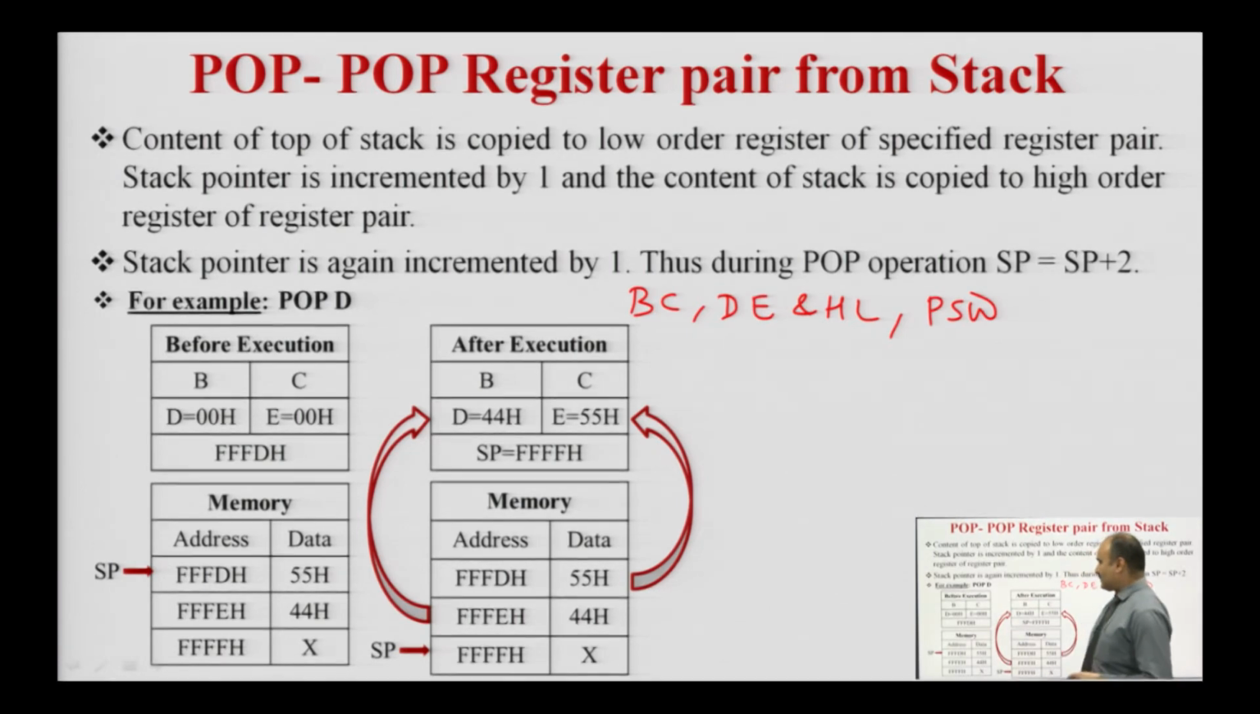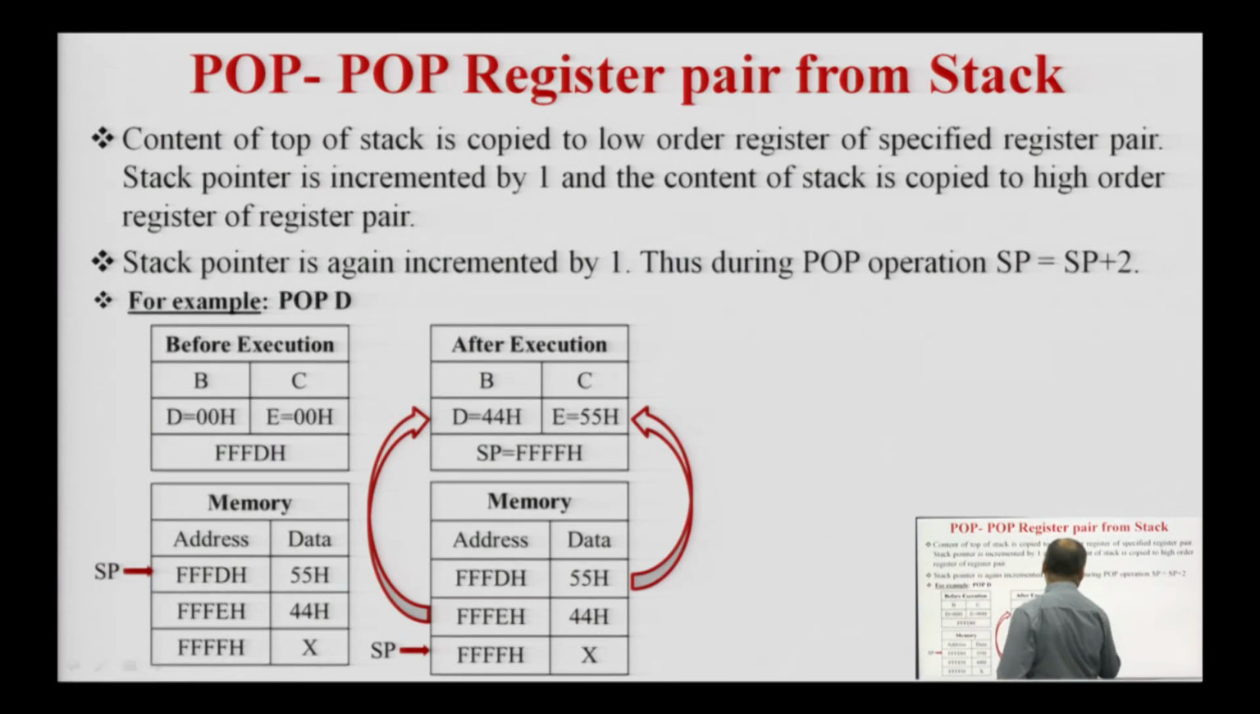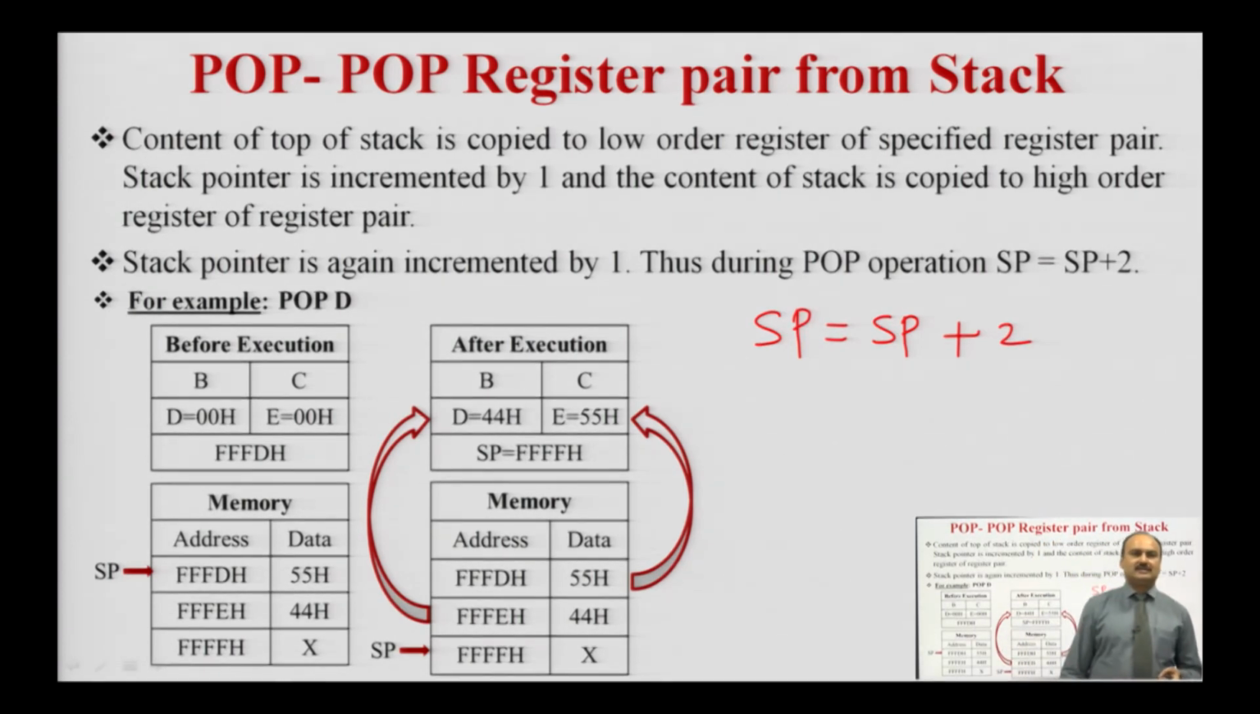During the execution of the pop instruction, the content of the stack pointer becomes SP = SP + 2. So, this is the status of the stack pointer after the execution of the pop instruction. For example, the instruction is POP D.